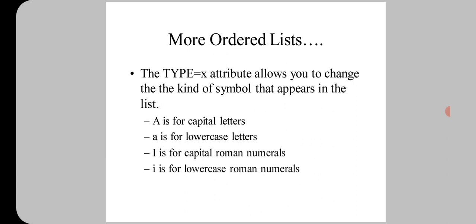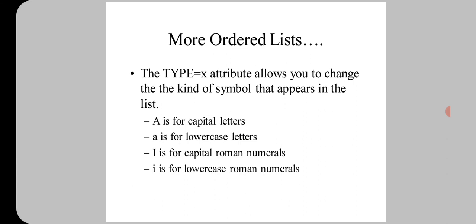So the type attribute is generally used to define which type of symbol or method is used in ordered tags or unordered tags. The syntax is: if you specify type equals capital A, it means capital alphabets. The type attribute is generally used for ordered lists, unordered lists, and other types of items also.